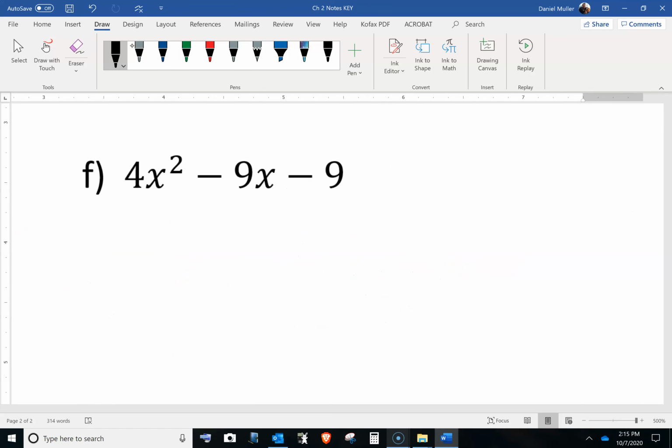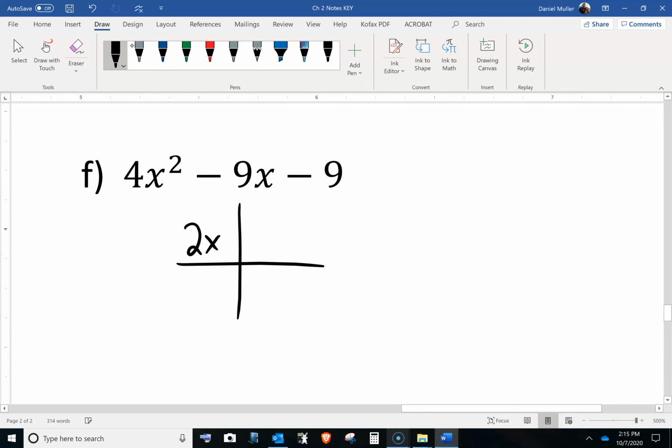Okay, let's try this one here. I'm thinking it's going to be a 2x and 2x, but it could be a 4x and a 1. But I'll try 2 and 2 first. 9, well, you could do 1 and 9, or you could do 3 and 3. So I'll just try 1 and 9. Now it needs to be negative 9, so I'm going to make one of them negative.